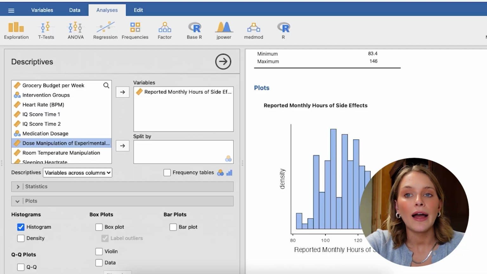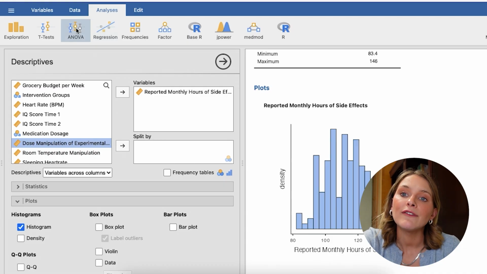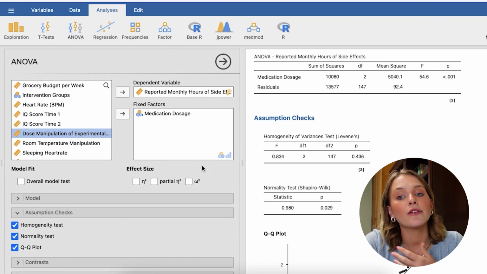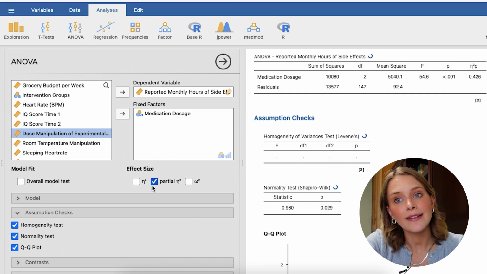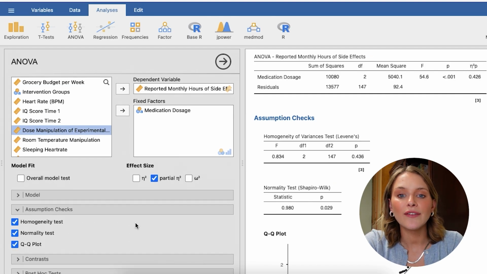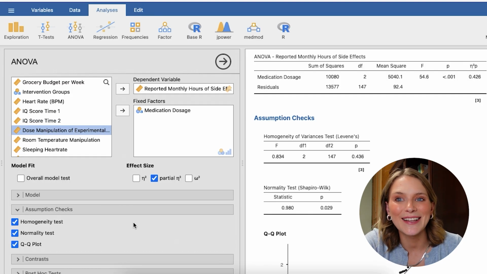So that's our assumptions. Now we can ask Jamovi for a couple more pieces of information to start interpreting the main ANOVA analysis. So I want you to scroll back up a bit, and I'm also going to have you select an effect size from Jamovi. I want you to select the box for partial eta squared. That's how we're going to be measuring our effect size. And that should give us some results that we can start to take a look at.